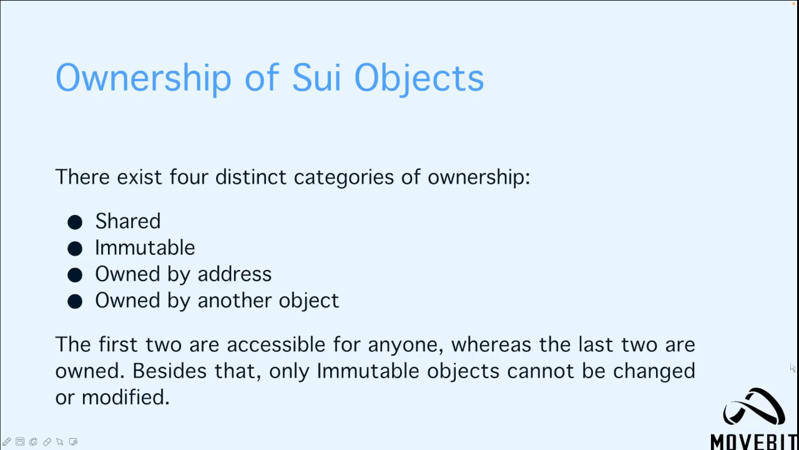As for the ownership of SWE objects, there exist four distinct categories of ownership: shared, immutable, owned by address, and owned by another object. The first two are accessible to anyone, whereas the last two are owned. Besides that, only immutable objects cannot be changed or modified.